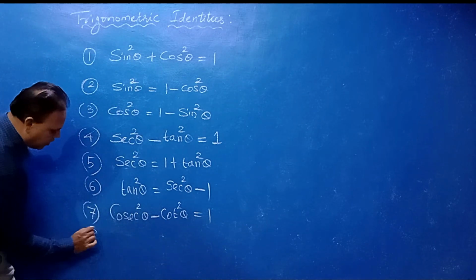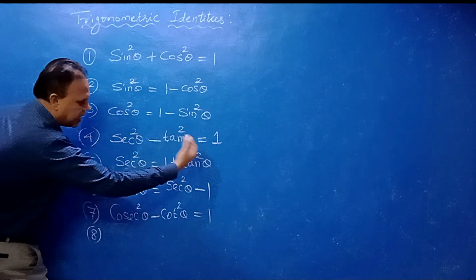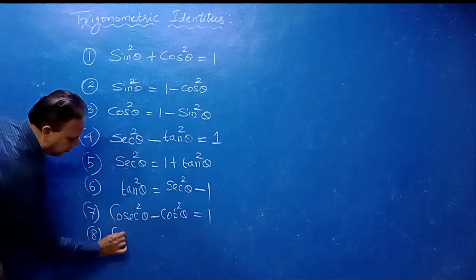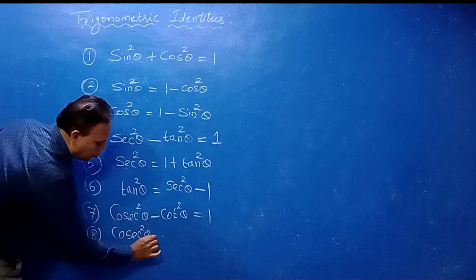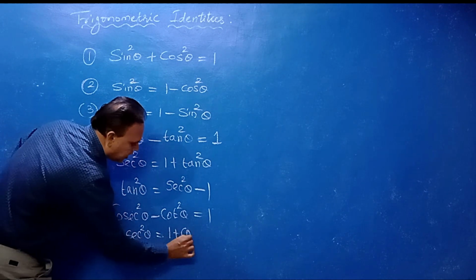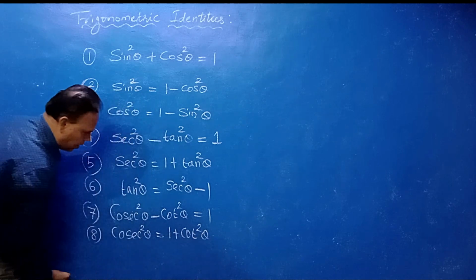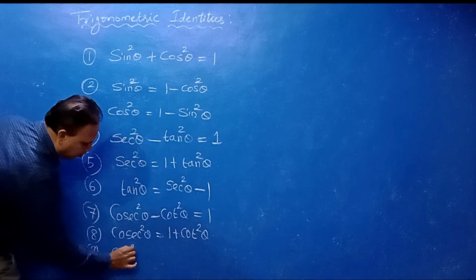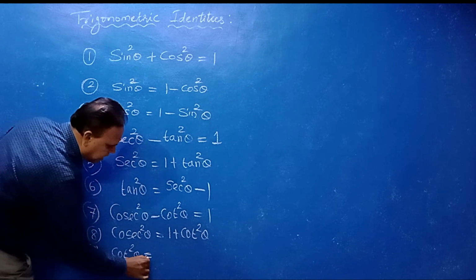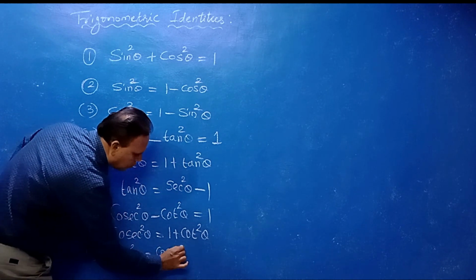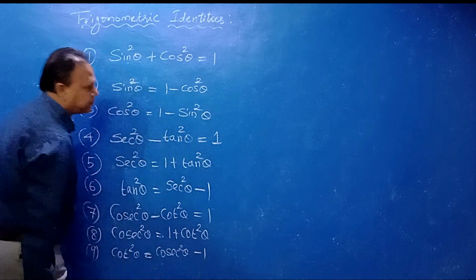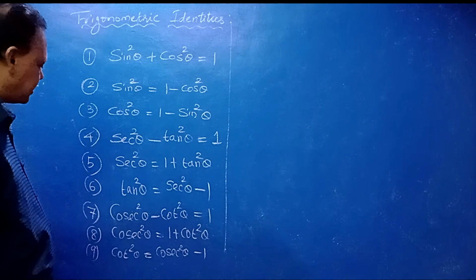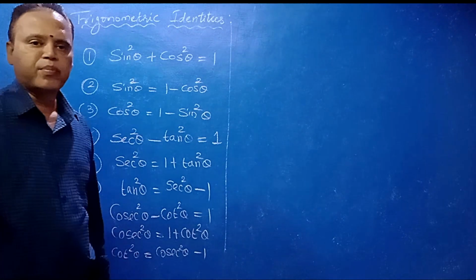The same way, cosecant square theta, keep this side, minus cot square theta bring this side, means cosecant square theta equals 1 plus cot square theta. Then the same way, cot square theta you have to find out means cosecant square theta minus 1. So these 9 identities, always you have to remember.